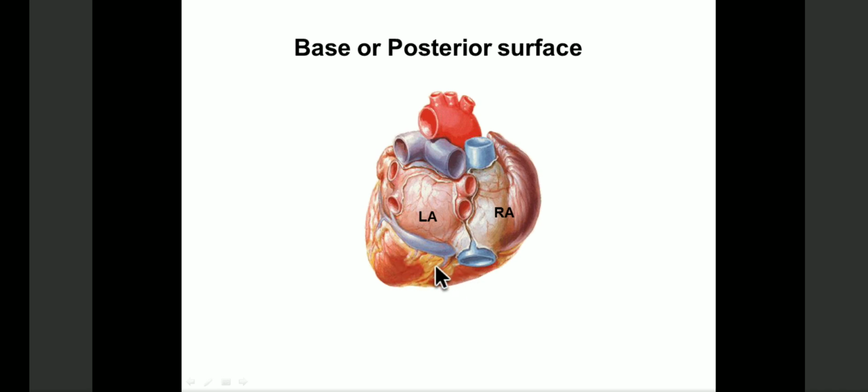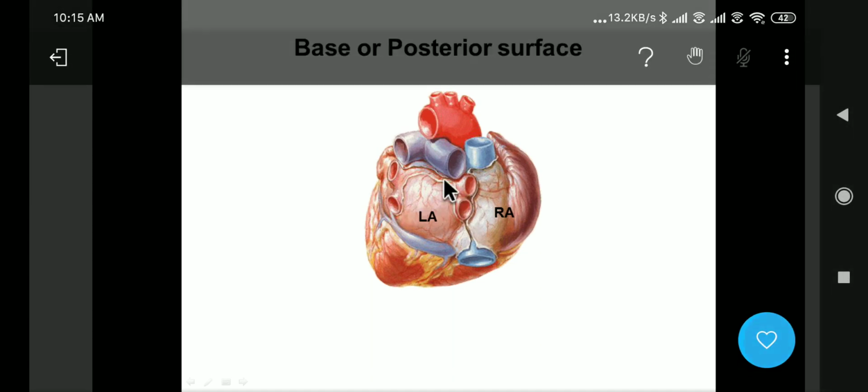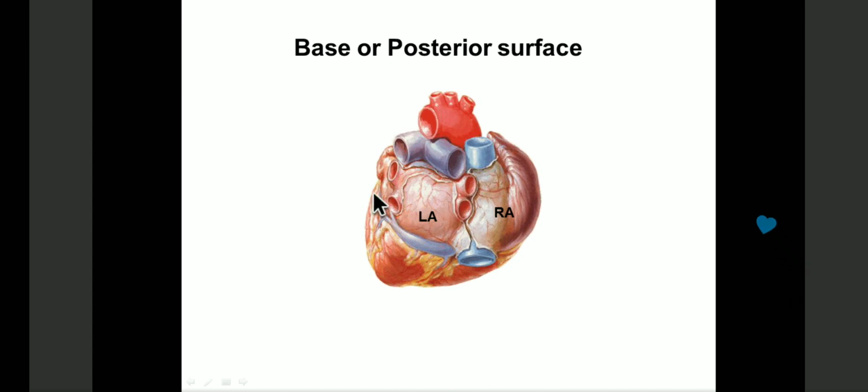Separated from this diaphragmatic surface through the coronary sulcus and the atrioventricular groove is the base or the posterior surface, which is more or less formed by the left atrium and to some extent by the right atrium. In this posterior view of the heart, one can identify the two pulmonary veins, superior and inferior, on the left side and superior and inferior on the right side. So in total, four pulmonary veins opening into the left atrium.